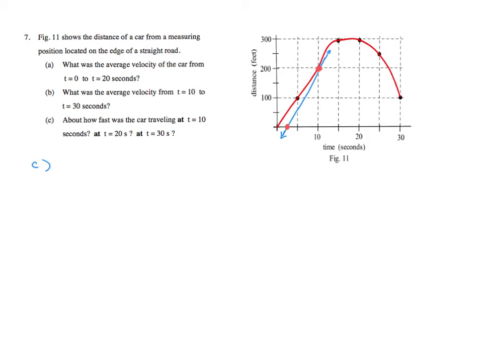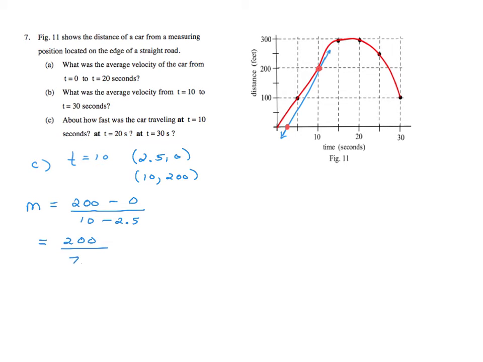But anyways, for the velocity at exactly 10 seconds, I'm using the points (2.5, 0) and (10, 200). The slope will give me a velocity. I'm going to do 200 minus 0 over 10 minus 2.5. This is 200 divided by 7.5.